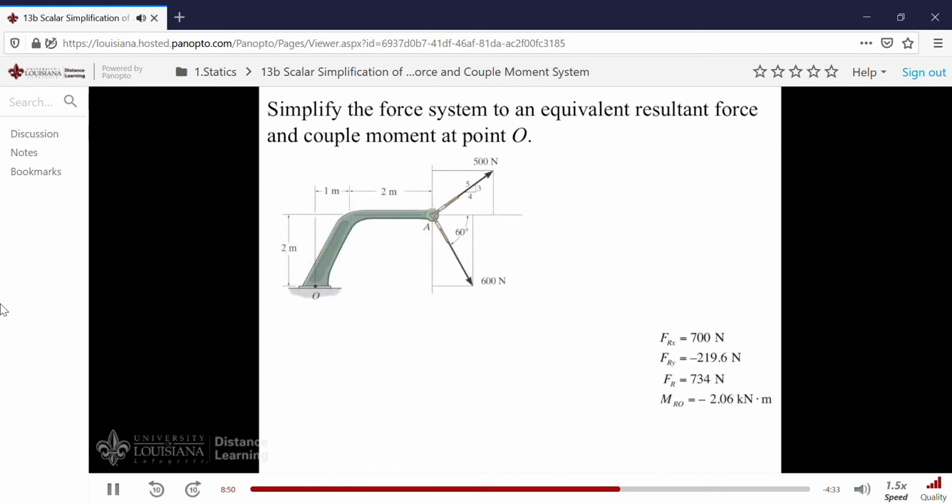All right, here's our final problem. We want to simplify the force system that acts on this member to an equivalent resultant force and couple moment at point O. And so again, we'll show the member with the three unknowns that we have to calculate, again, shown in the positive directions. Next, we'll break our forces into their components, like this, and of course like this, and now we can apply our equations. We sum forces in the x direction.